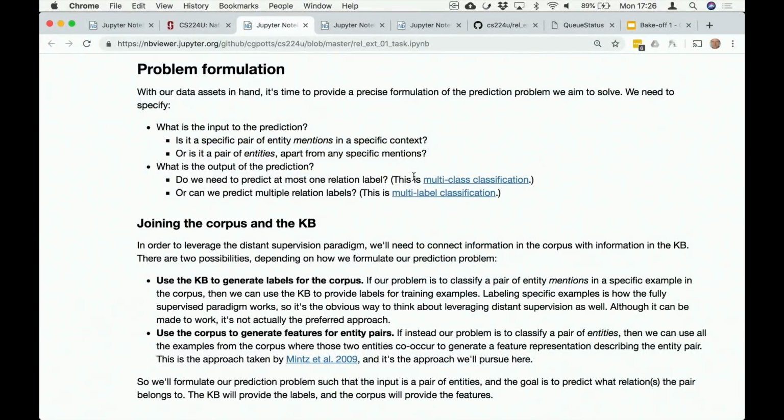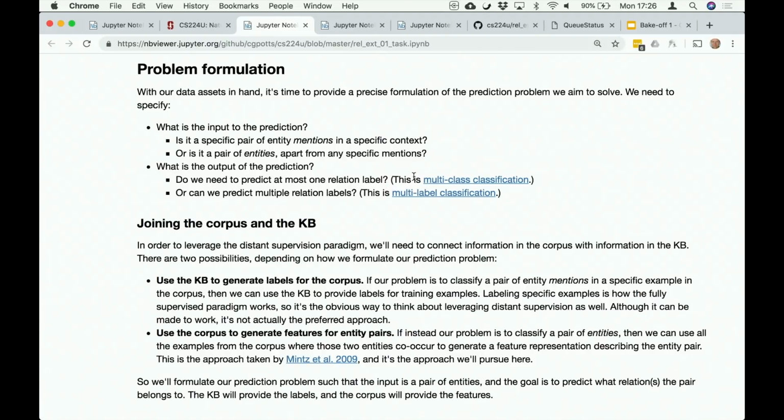Okay, so the next question to look at is how are we going to formulate the prediction problem that we're going to undertake? And there's really two questions here. One is, what's the input to the prediction problem? And the other is, what's the output? What's the input means what is the unit that we're going to try to make a prediction about?